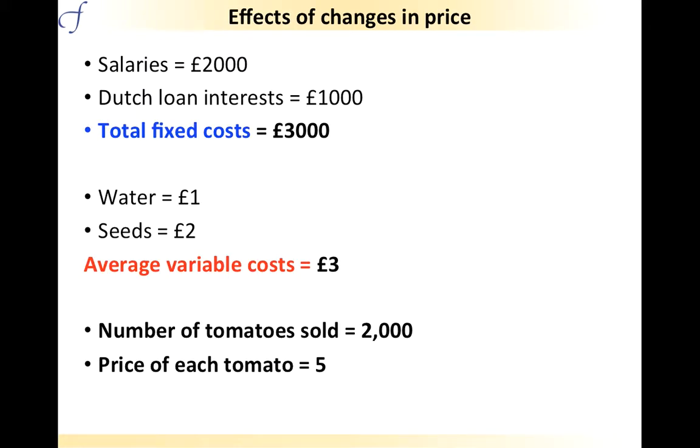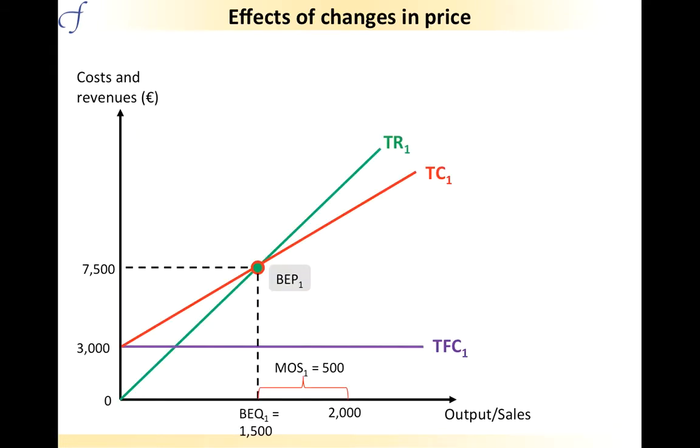Now, suppose that we're told that the price of each tomato has increased by £1, which means that now we're selling them for £6. In our case, the first thing that we need to calculate now is the contribution per unit, because now this is changing as well. And that means that since price has increased, our contribution per unit has increased. This makes sense. What we're saying is that since we're selling each tomato at a greater price, there's more money left from selling each tomato to pay for the fixed costs.